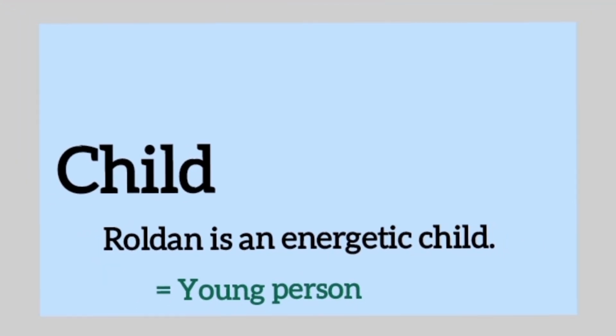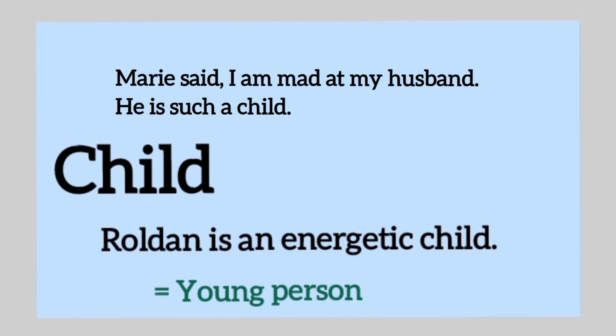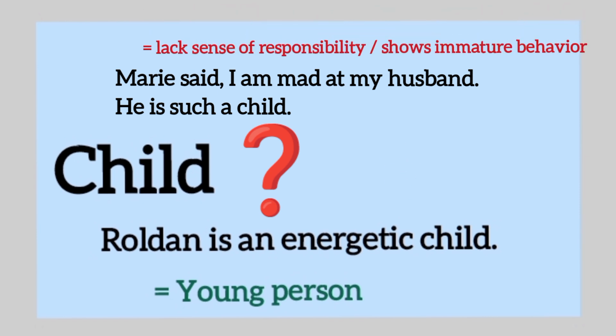Now, let's have the connotation of the word child. Let's use it in a sentence. Marie said, I am mad at my husband. He is such a child. Based on how the word child is used in the sentence, what do you think is its connotation? Does it mean that the husband of Marie is still a young person? No. What it means is that he lacks a sense of responsibility or he shows immature behavior.